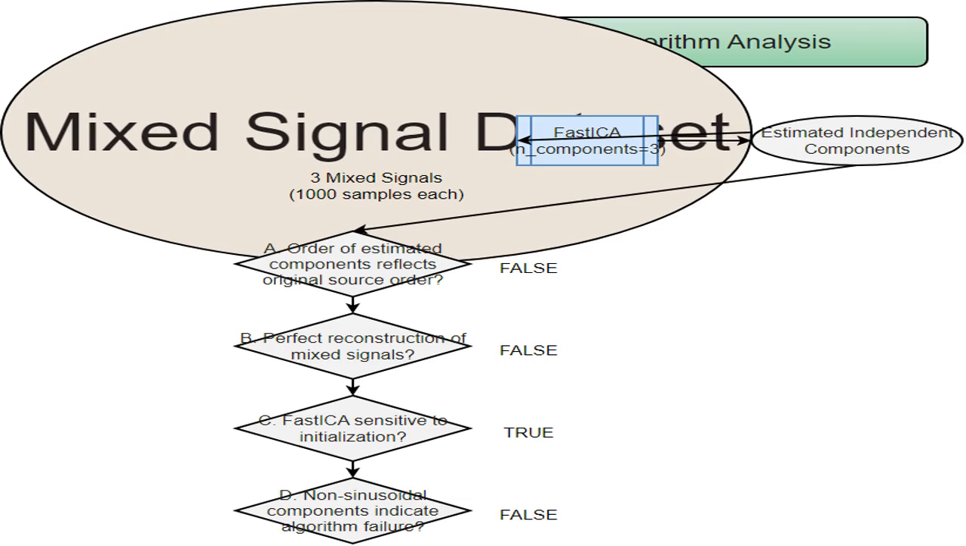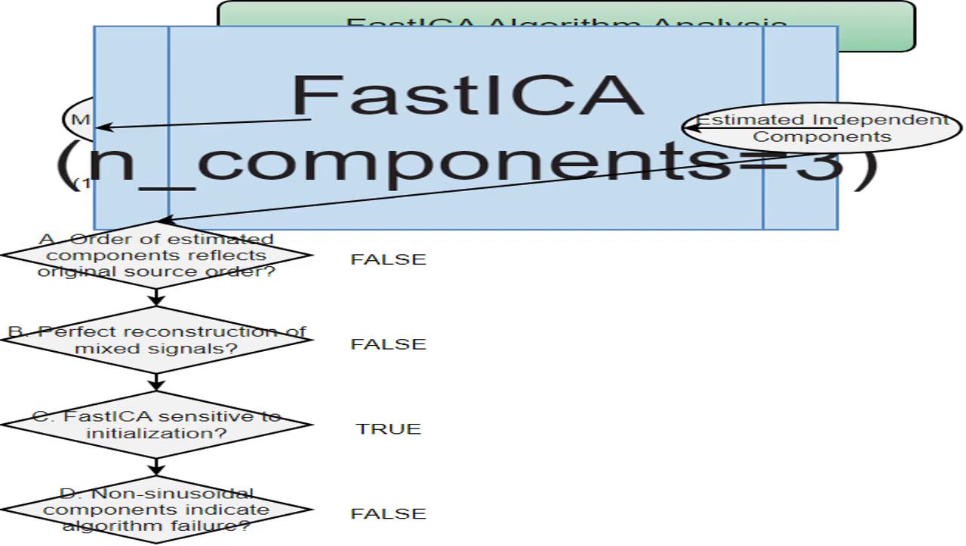I'm analyzing a dataset with 3 mixed signals. Each signal is a time series, meaning it's a sequence of measurements over time, with 1,000 data points for each signal. Think of it like recording the sound of 3 instruments playing simultaneously. I'm trying to separate those individual sounds. I found that the order in which fastica returns the separated signals doesn't match the original order of the sources. It's like shuffling a deck of cards. The cards are still there, but their sequence is changed.